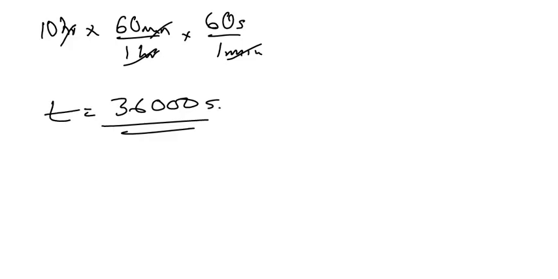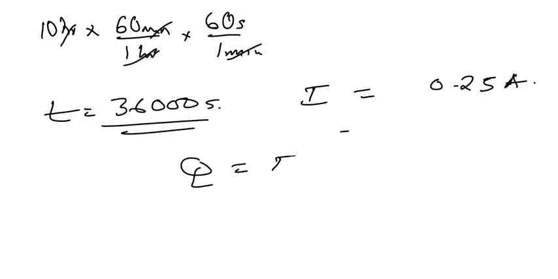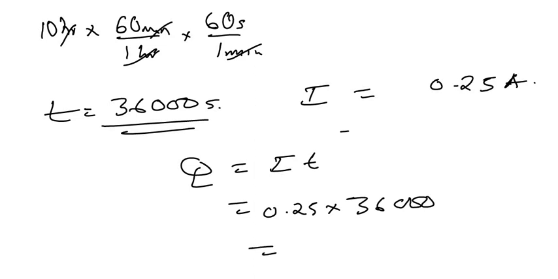So now we have the time, and the current is given in the question to be 0.25 amps. So we can use it to get the charge, because the charge is equal to current times time. So this is 0.25 multiplied by 36000. According to my calculator, I'm getting 9,000 coulombs.